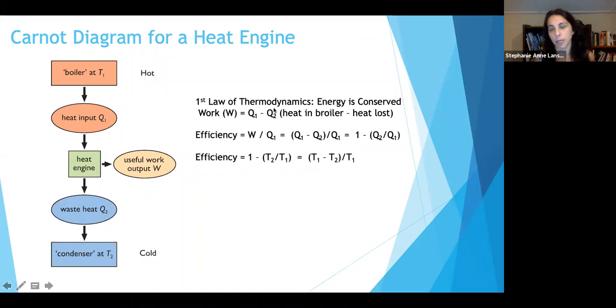So the first law of thermodynamics is all of our energy is conserved. So our work, our useful movement, is going to be the heat in the boiler minus the heat loss. And so our efficiency is our total work divided by the heat that's actually transferred in the boiler. And so we can rearrange this with the work here divided by Q1. And so we get 1 minus Q2 divided by Q1, with Q2 being our heat loss. And so we can also look at this efficiency based on temperature. And again, we can look at our temperature 1, our useful temperature, minus our waste temperature divided by our useful temperature, which is again going to be our efficiency.